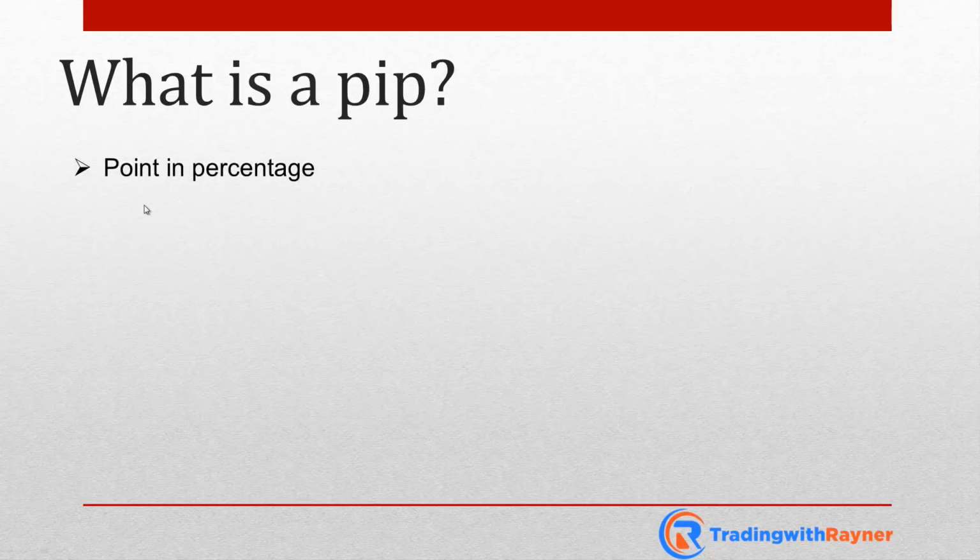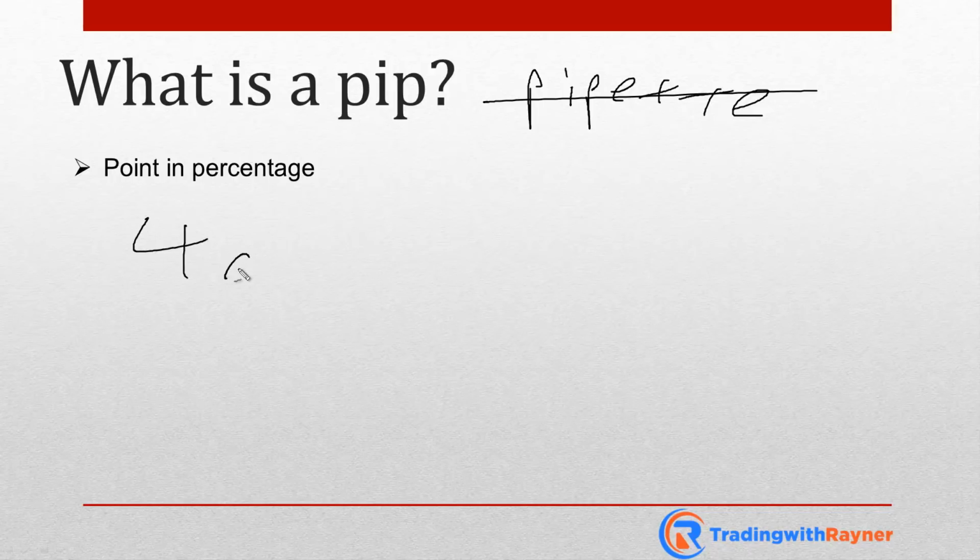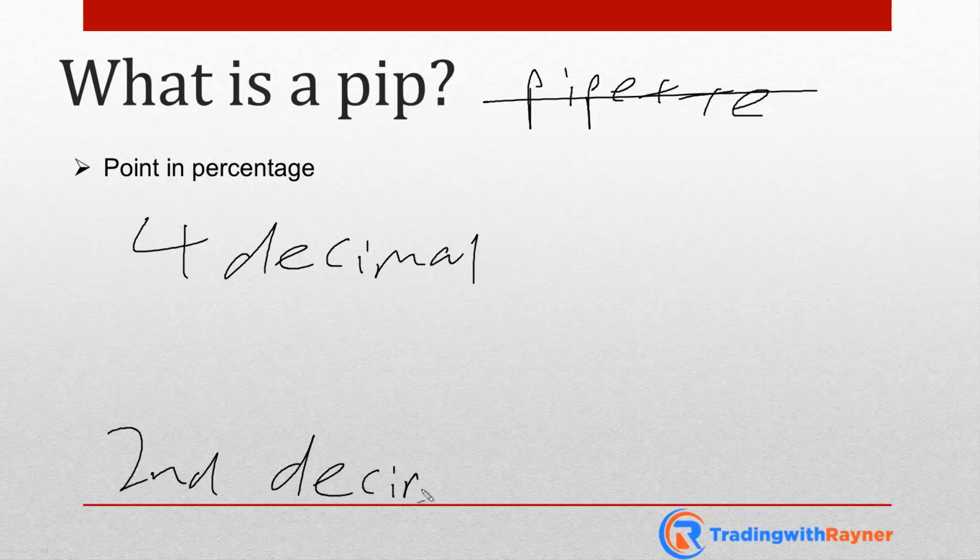A pip basically represents a point in percentage. It's the smallest price movement in the forex market. Now, I won't say it's the smallest price movement because there is something called the pipette, but it's not really a very useful thing to talk about, so let's just focus on pip. For most currency pairs, the pip is the fourth decimal place. For the yen pairs, it is the second decimal place. This is something that you have to know.